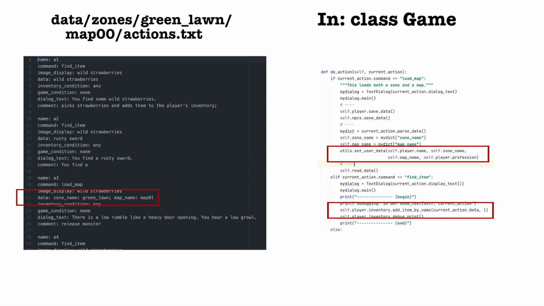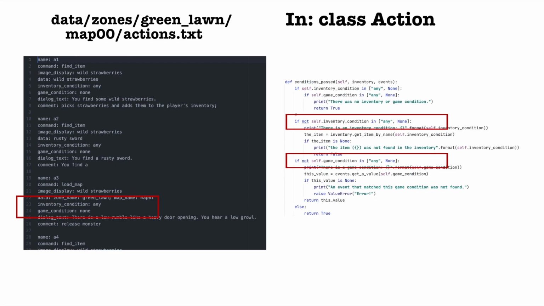The data field contains information about what the program will need to do. In the case of load map, it contains the names of the zone and the map to load. Other times, for instance if the command is find item, then the data field will contain the name of the item to be put in the player's avatar's inventory.